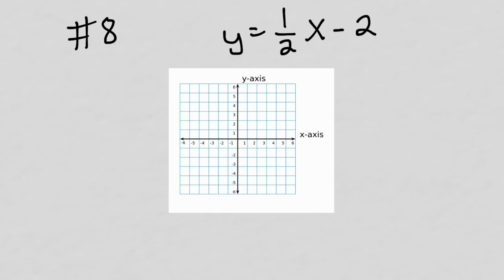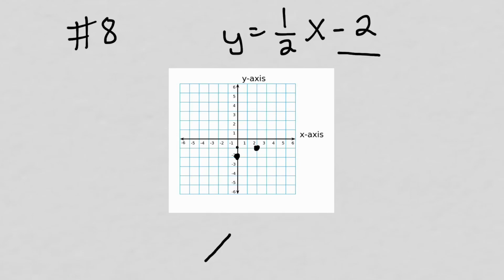All right, number 8 is another from a slope-intercept form. It's 1/2 x minus 2. So we know the y-intercept is going to be minus 2. We go down, we mark that, and we know the slope is 1/2. It's positive, so it's going to go in this direction, right? The 1/2 means it's a rise of 1 and a run of 2.